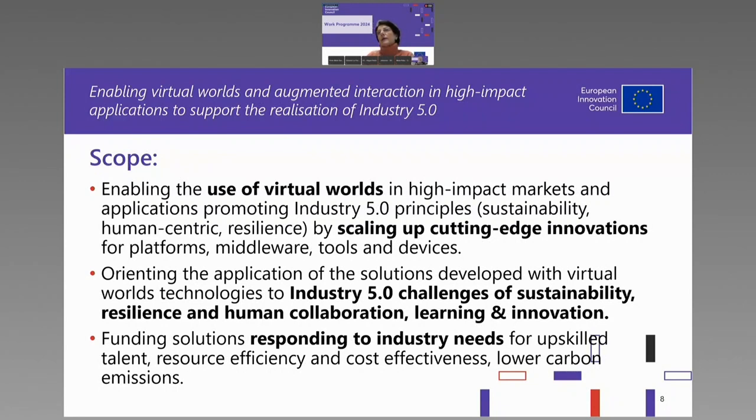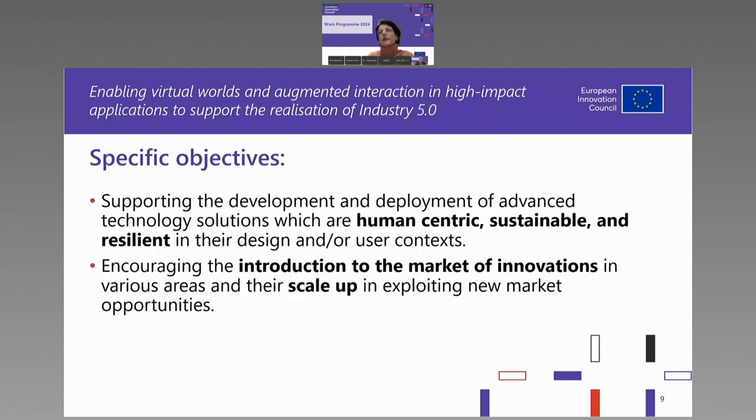So we feel that one can really feed the other and help in facing these challenges of Industry 5.0. So the challenge would therefore fund solutions responding to industry needs for upskilling talent, for resource efficiency, cost effectiveness, as well as lowering carbon emissions. Such approaches are necessary to ensure that both industry and society reap the benefits of the technologies to the fullest potential by, for example, lowering their cost, applying their use to sustainability or industrial resilience challenges, enhancing collaboration in work environments, workers' learning, or improving ergonomics. But I will go through some examples in the next slides.